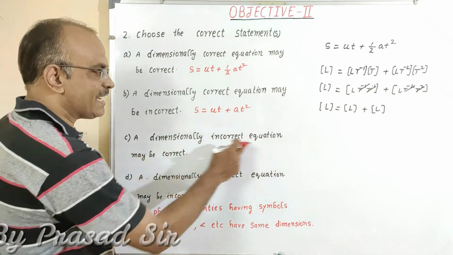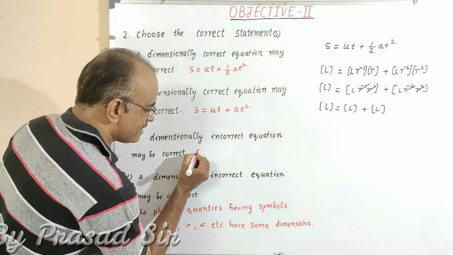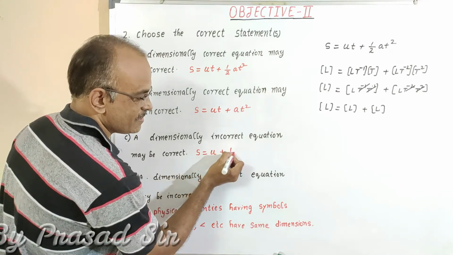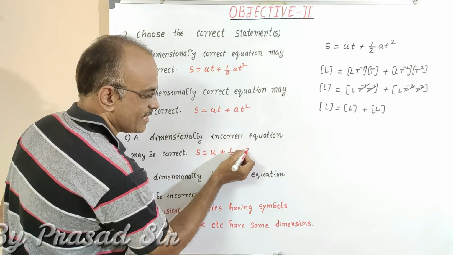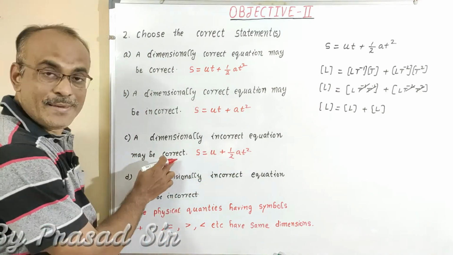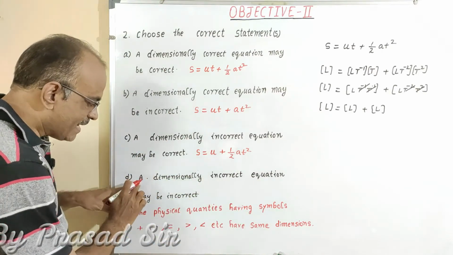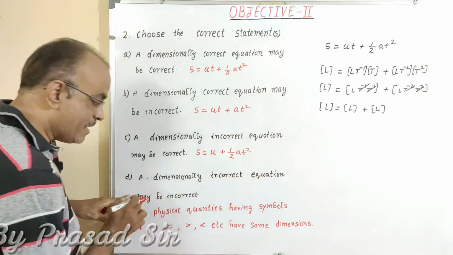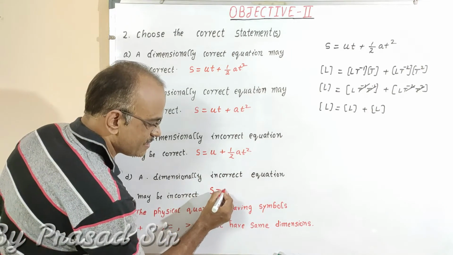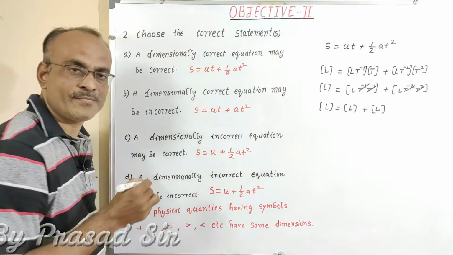Now we will take C. A dimensionally incorrect equation may be correct. So S is equal to u plus half at square. It is dimensionally incorrect. May be correct? No, this is wrong. See this. A dimensionally incorrect equation may be incorrect. Same equation I am writing here. S is equal to u plus half at square.